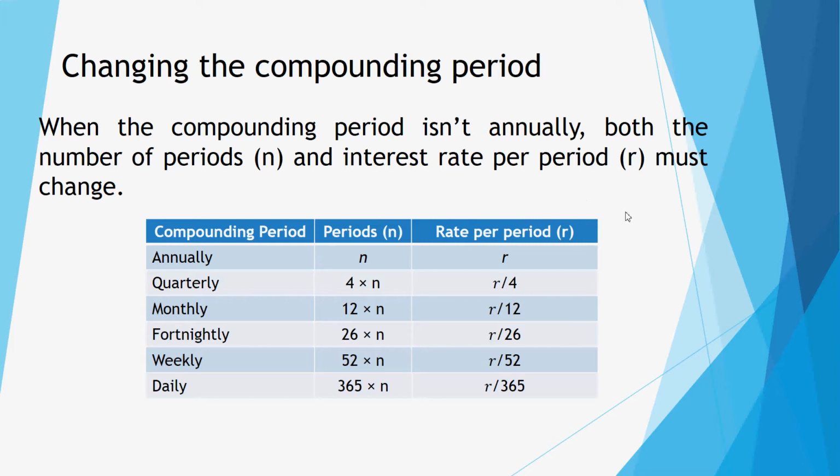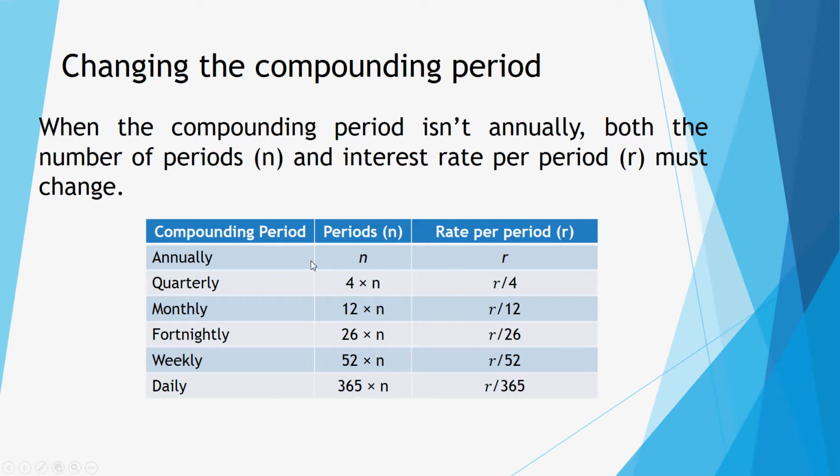So when we're doing this, we need to consider that quarterly occurs 4 times a year. So the number of periods will be 4 times. So if the year was 1 year, that will give us 4 periods or 4 quarters. When we're doing it monthly, the number of terms has to be multiplied by 12 because there's 12 months per year. Fortnightly 26, weekly 52, and daily 365.